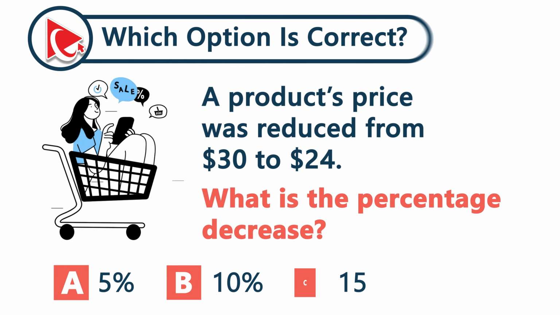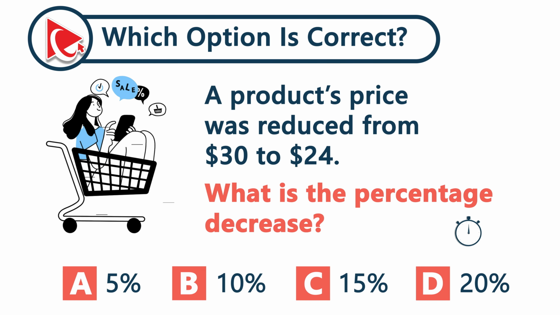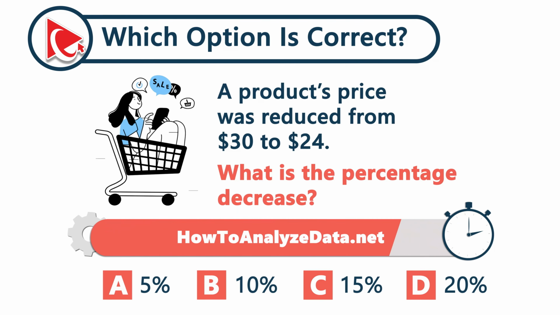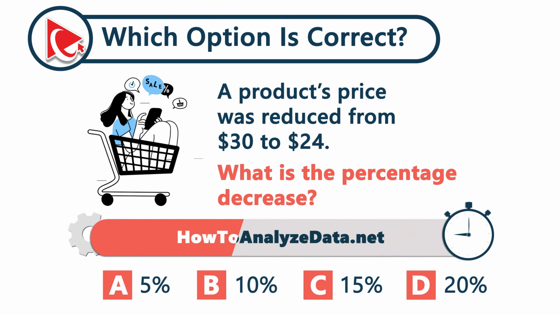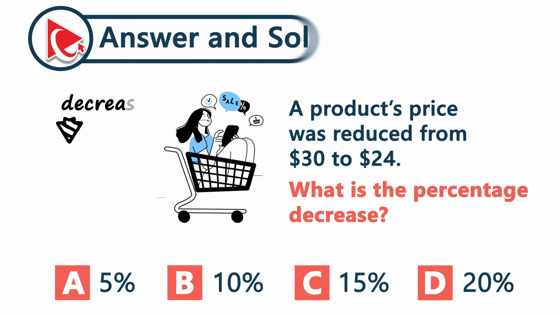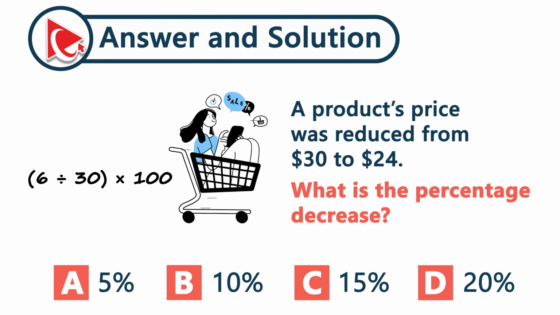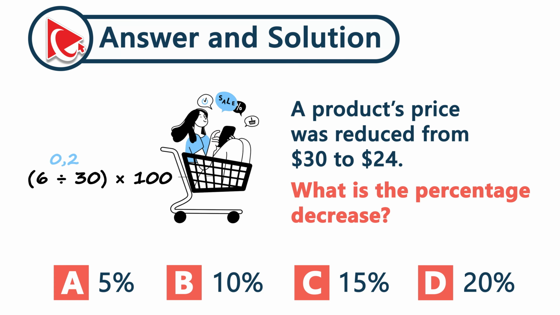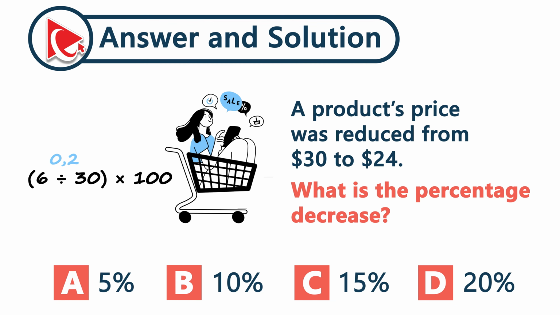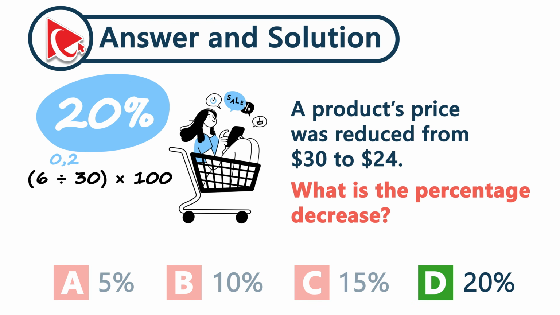The price tag drops from $30 down to $24. How big is the discount? Let's break it down. That's a $6 drop. Now divide the drop by the original price. 6 divided by 30 equals 0.2. Multiply by 100 to get percentage. 0.2 times 100 equals 20%. And the correct answer here is choice D, 20%.